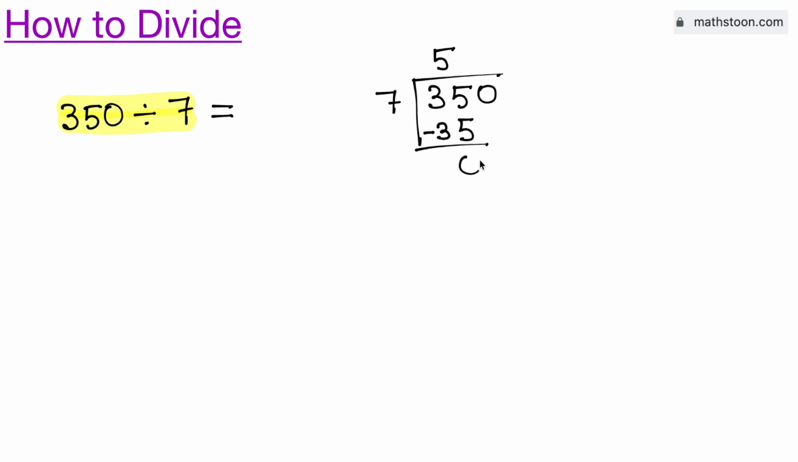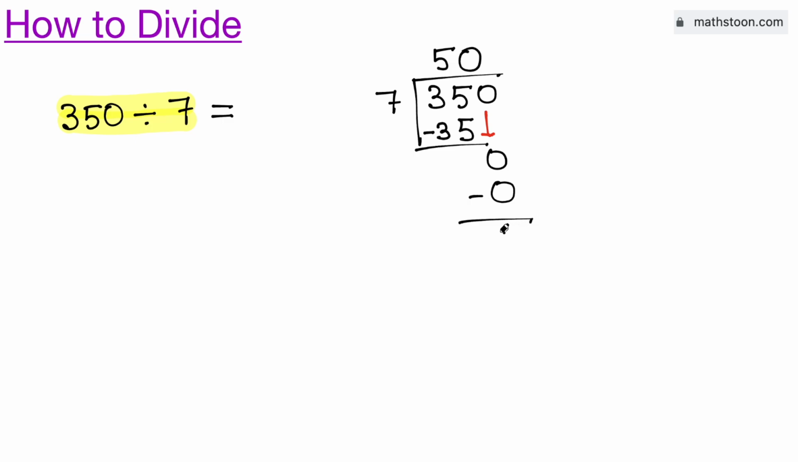Subtract, we get 0. As 0 is less than 7, that is why we need to bring down this number 0 here. Now see that this is the number 0. So we need to remove one 0. And we know that 7 times 0 is 0.